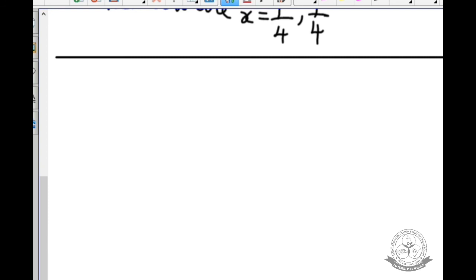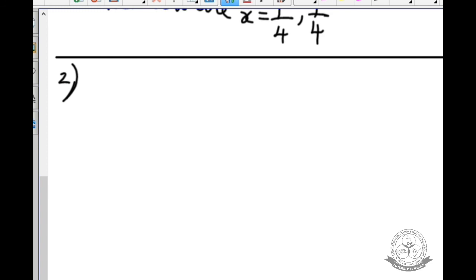Now second question. The number of volleyball games that must be scheduled in a league with n teams is given by g of n equal to n squared minus n divided by 2, where each team plays with every other team exactly once. Only one time should they play with another team. The number of games is given as 15. How many teams are in the league?